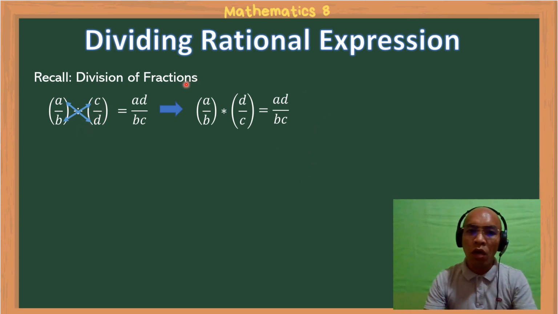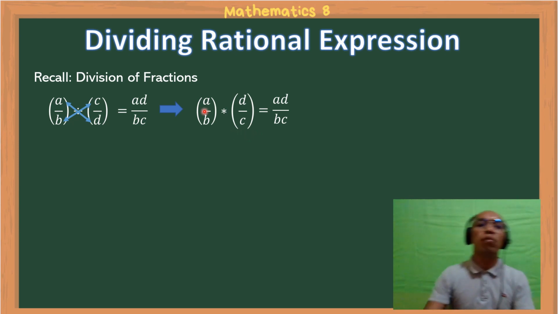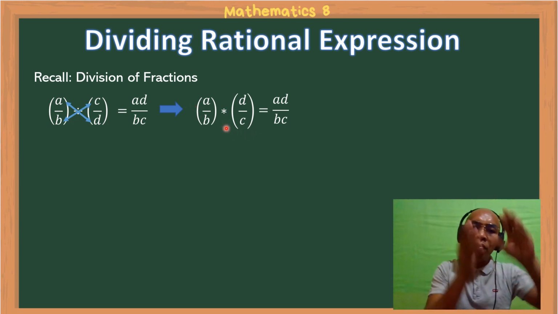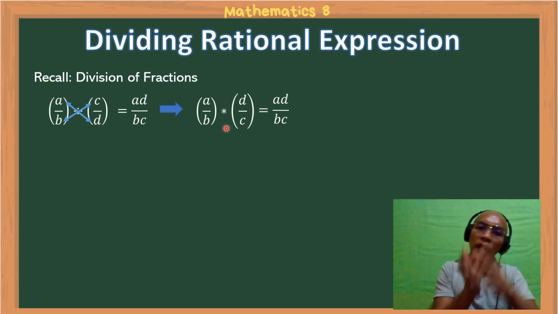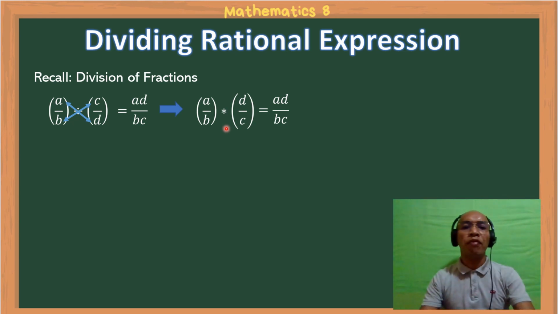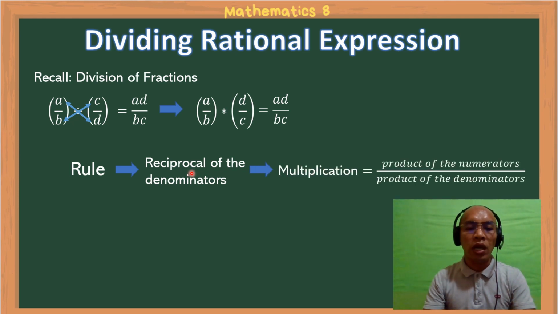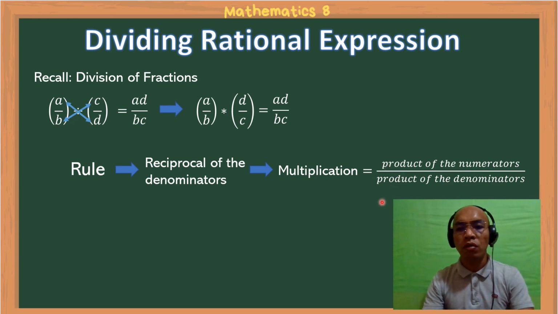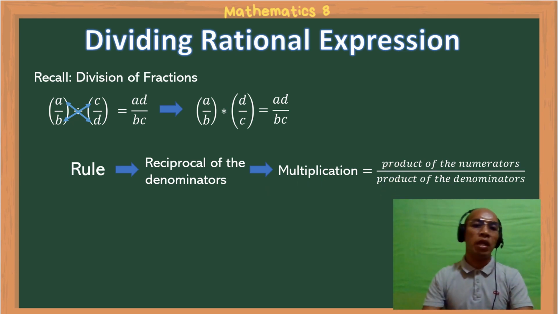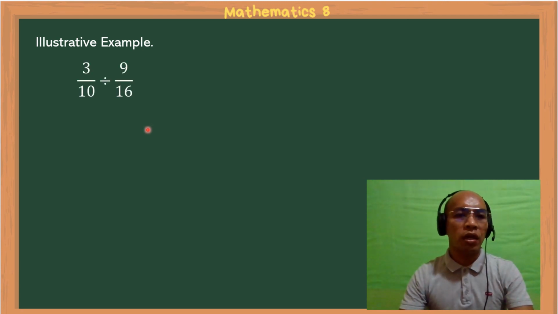But in this case, we're going to follow this concept so that we will not be having trouble in multiplying fraction. Because again, multiplying rational algebraic expression is very related to simplifying rational algebraic expression. So again, the rule here, first, we're going to get the reciprocal of the denominator. Then after which, we're going to follow the rule in multiplying fraction, in which product of the numerators over the product of the denominator. So let's try this problem.